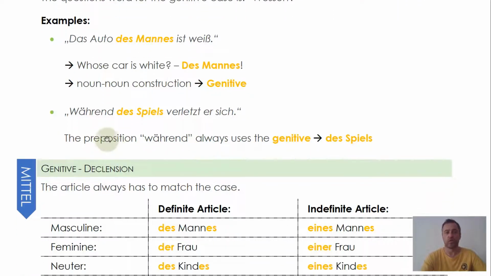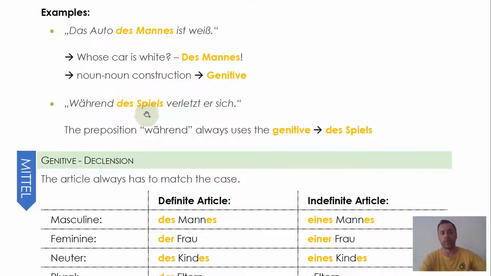But we also use genitive after some certain prepositions. Während des Spiels verletzt er sich. So during the game he got hurt. Here we have to use genitive simply because the preposition während requires us to use the genitive case. We cannot ask with wessen, and it has nothing to do with ownership. So more about that later.